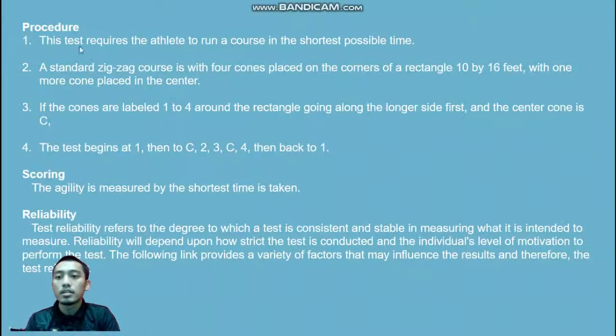The procedure is, this test requires the athlete to run a course in the shortest time possible. A standard zigzag course is with 4 cones placed on the corner of a rectangle 10 by 16 feet with 1 more cone placed in center. If the cones are labeled 1 to 4 around the rectangle, going along side first, and the center cone is C, the test begins at 1, then to C, 2, 3, C, 4, then back to 1.